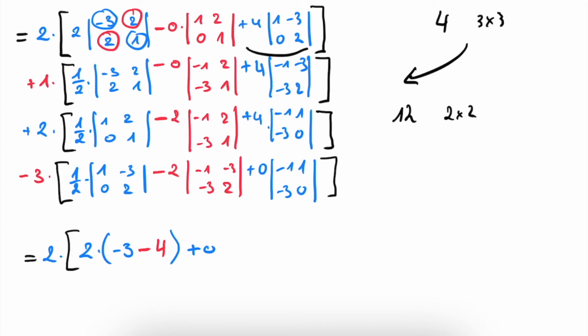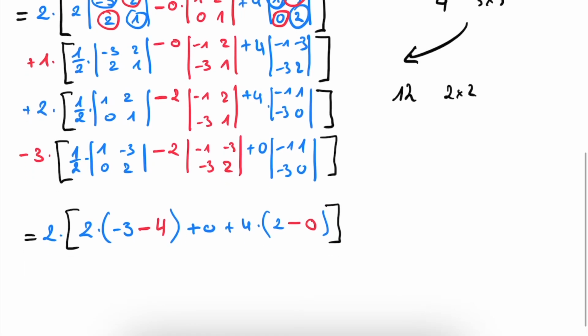Then for this last term, we have 4 times this 2 times 2 determinant. So plus 4 times, again, the product of these 2 numbers minus the product of these 2 numbers, which becomes the product of these first 2 numbers on the diagonal becomes 2 minus 0 times minus 3 is 0, so it just becomes 0. And we already have our first term. Let's go to the next term.